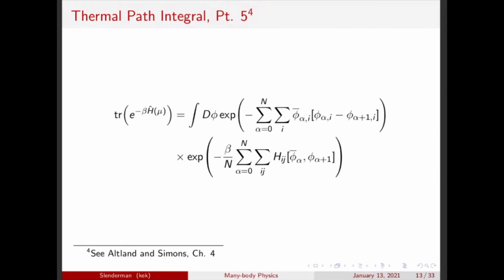Yes, Hank is mentioning in the chat, clarifying what he meant by boundary conditions. Due to the form of the trace, we impose either periodic or anti-periodic boundary conditions on the fields phi, depending on whether the particles are bosons or fermions. Okay. Glad I could clarify that.